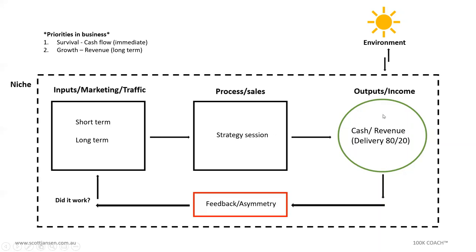From there, we're going to track your outputs, which is income. How much cash are you making? I'm going to show you your 80-20 rule for your delivery, so you're not spending far too long with your clients and making little money. Remember, as we get into that part of the program, the MOS, the longer we spend with clients, the more we have to distribute that cost over longer periods of time.